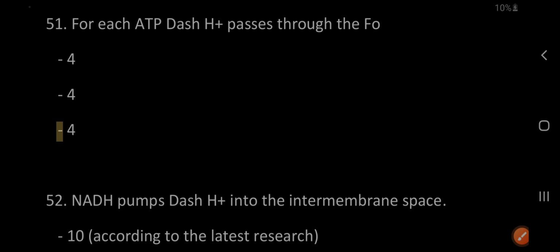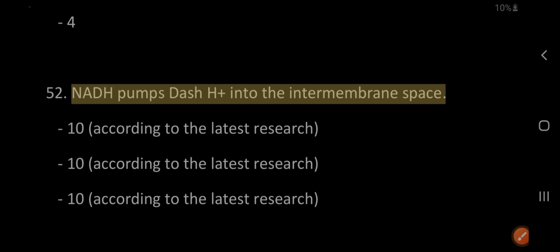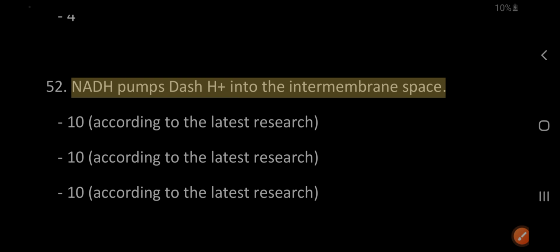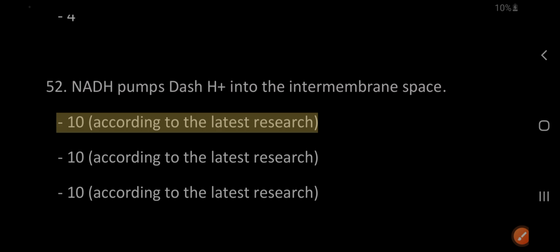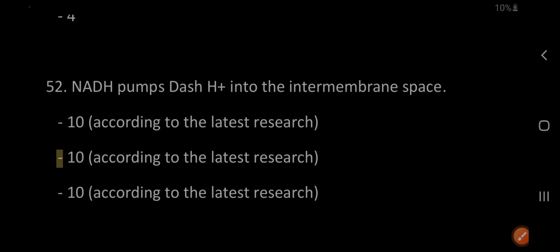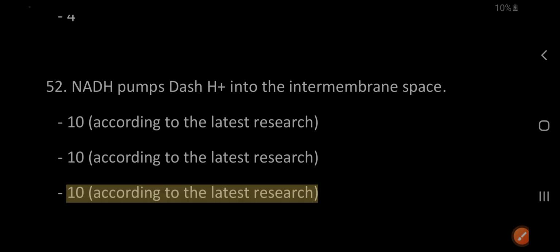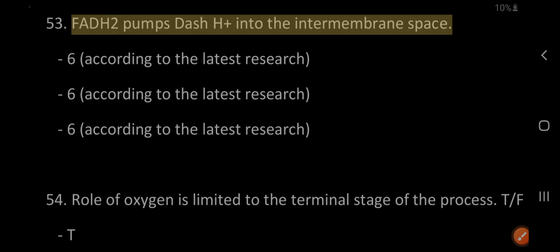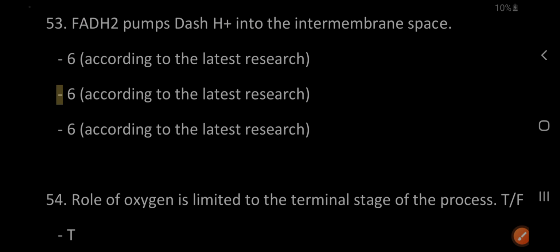52. NADH pumps dash H+ into the intermembrane space. 10, according to the latest research. 53. FADH2 pumps dash H+ into the intermembrane space. 6, according to the latest research.